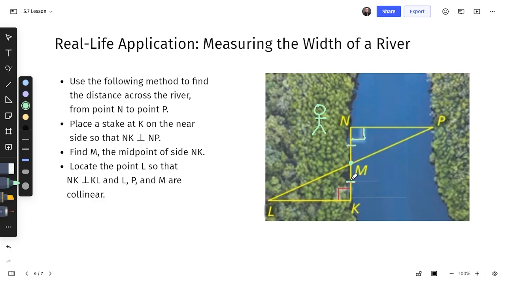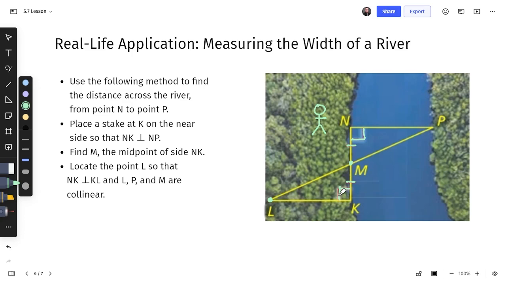So finally, we're standing here at point M, halfway between point N and point K, and we can see point P on the other side of the river. That's where we want to go. So you walk in a straight line, keeping on the line that goes between point P and point M. You follow that line until you come to point L. And point L is going to be on the line segment that is perpendicular to segment NK. So we form another right angle right here.